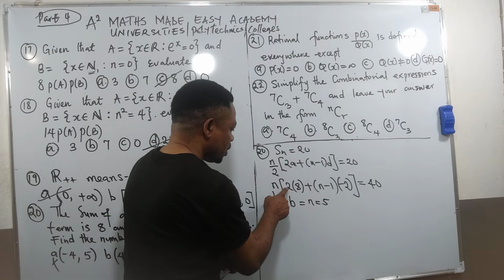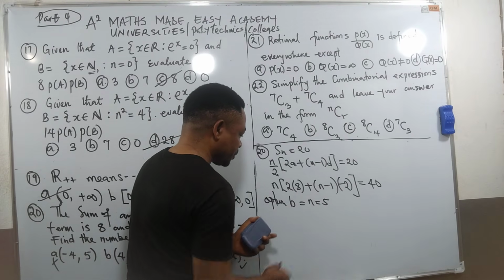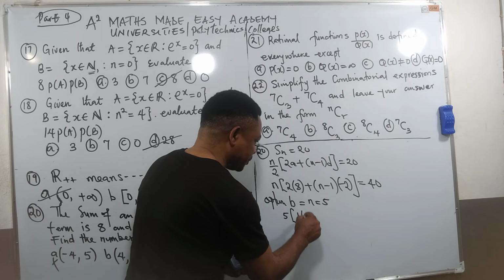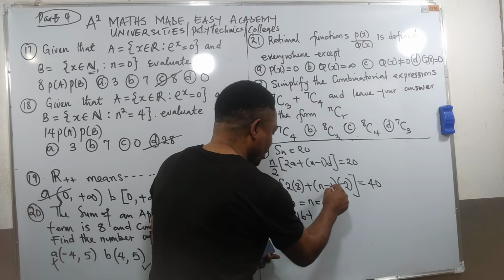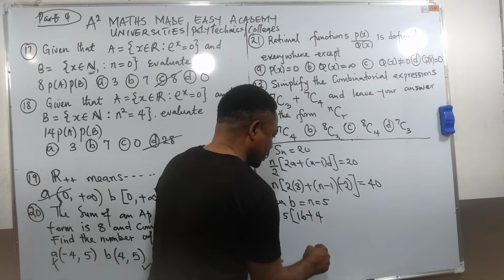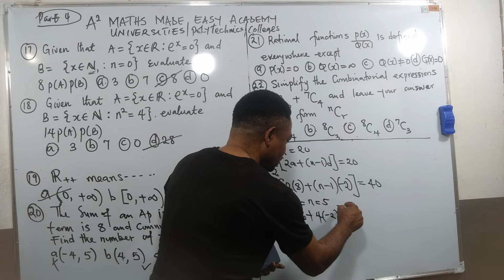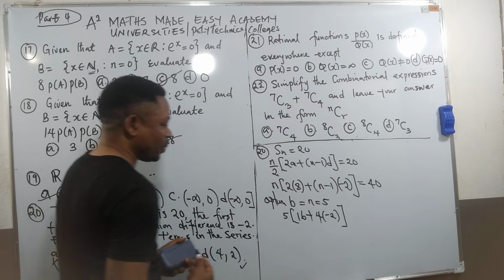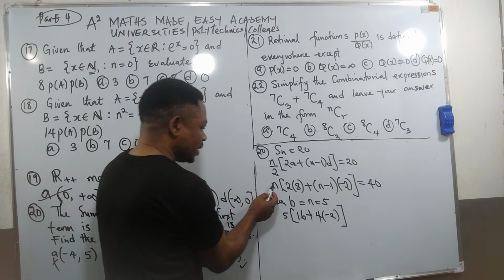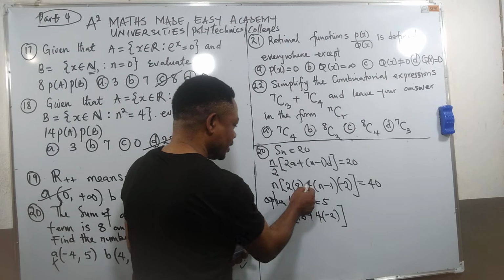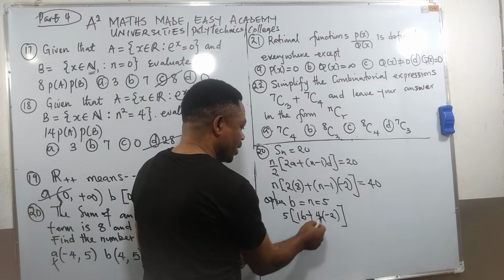Now watch this. 2 times this is what? 16. I will now say 5, open bracket, what? 16. Are you there? Then plus 5 minus 1 will give you what? 4. Are you there? Open bracket. This is minus 2, right? Close the bracket. If you don't want to apply the calculator, this is exactly what I did: trial and error method. N is 5. 2 times 8 is 16. This is plus. 5 minus 1 is 4.